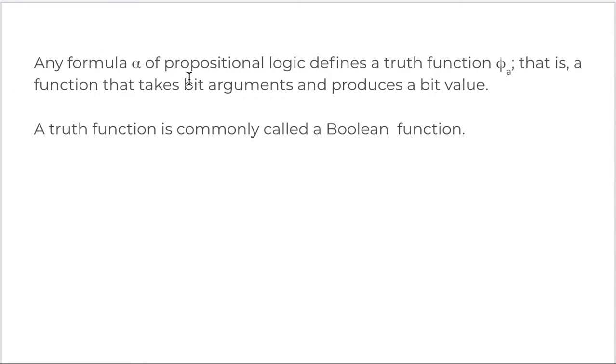Any formula alpha of a propositional logic defines a truth function phi a, that is, a function that takes bit arguments and produces a bit value. A truth function is commonly called a Boolean function. So a truth function will always be defined for a propositional formula. So just have that in mind as well. I think one homework question is related to these.